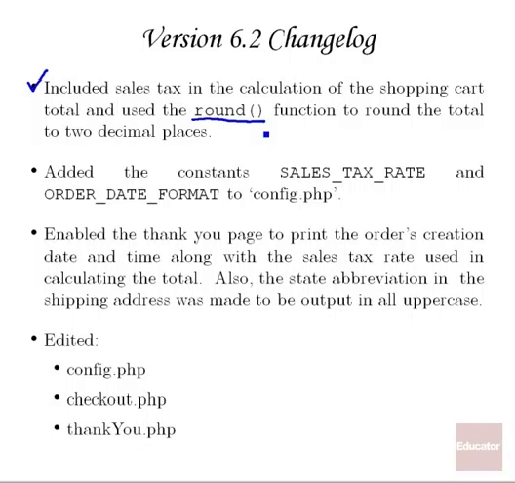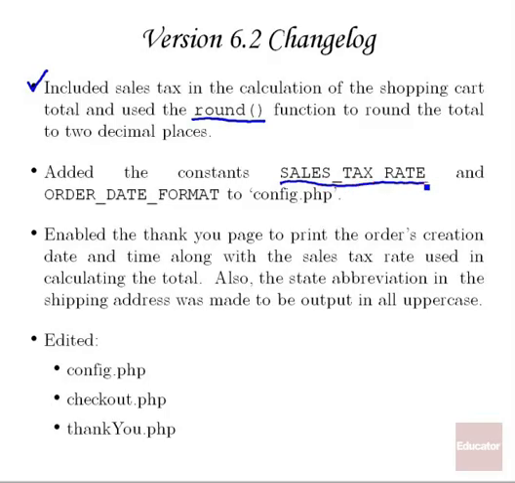We're going to use that to round our total to 2 decimal places, because sometimes when you do math, like we're going to be calculating based on sales tax, you could get some really long decimal numbers, and this is going to round it down to 2 values, which is what dollars are typically shown in. In order to do this, we're going to be adding a constant, the sales tax rate.